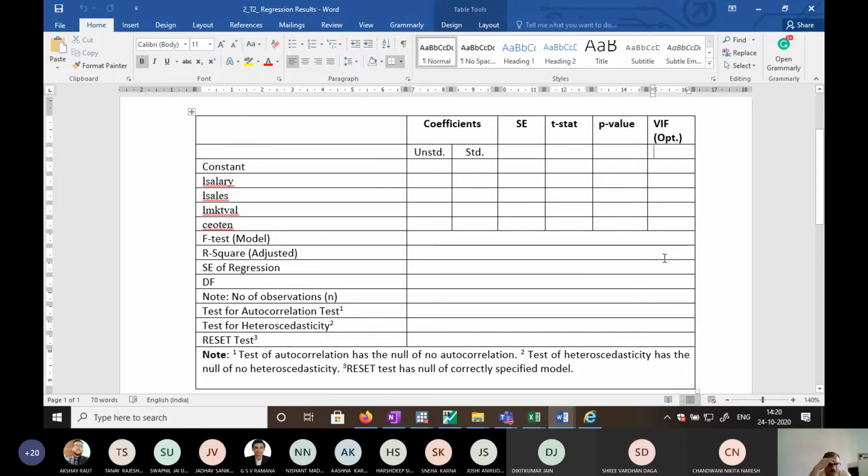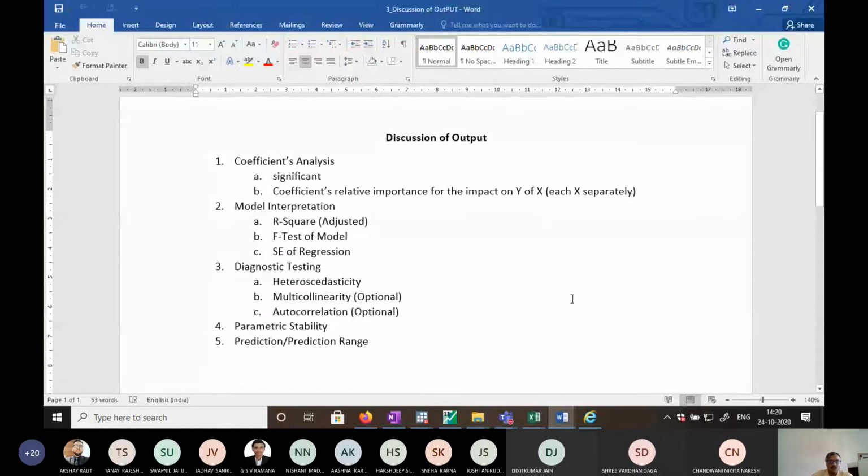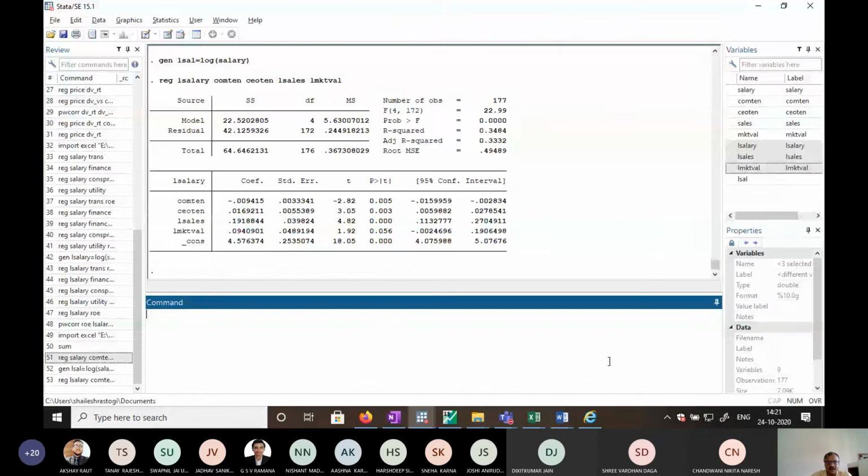We discussed yesterday also that when we run the regression, we have to talk about diagnostic testing. We'll just come to it. So coefficient analysis we have done, and model interpretation we have done. These two things we have done in this case. Now we'll quickly go through diagnostic testing. Of all these, we will not be testing autocorrelation because it is cross-sectional data. Then we'll go for parametric stability. We'll look at the specification, whether there is any specification error or not. That is the idea. Here, nothing else as such to be discussed.